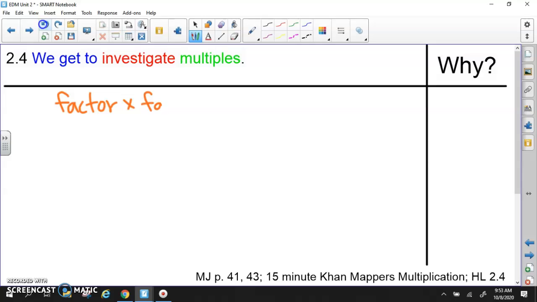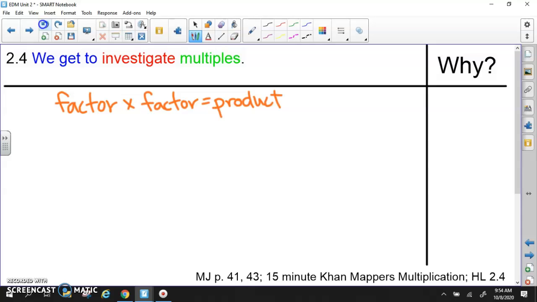Factors are like the numbers you multiply together to equal the what? What do we call the answer? Product, okay? Two factors multiplied together to get the product, okay? So when you're looking at a product, the factors are going to be less than the product, okay? With multiples, it's basically skip counting.